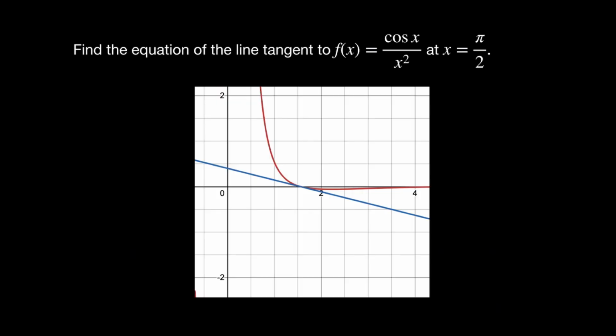Finally, I did graph these two things so we could check or verify our work. So this curve, in red, is the graph of f of x equals cosine x divided by x squared. And in blue is my tangent line. And I can see that they line up perfectly at that point of tangency, and that tangent line is just touching the graph at x equals pi over 2.